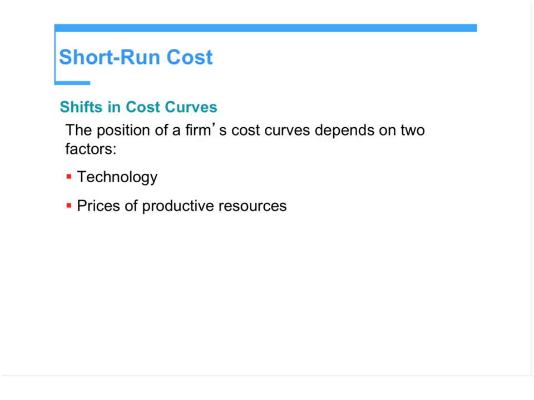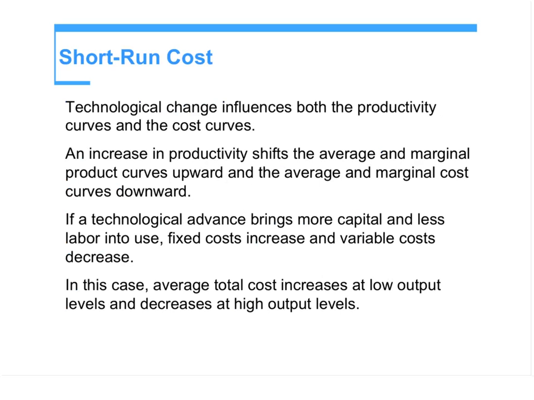Okay. So technology and prices of productive resources. Technological change influences both the productivity curves and cost curves. So when we add and incorporate more technology, it actually helps us. Increasing productivity shifts the average and marginal product curves upward and average and marginal costs downward. So when your average and marginal product goes up, your average and marginal cost will go down. So they work in different ways.